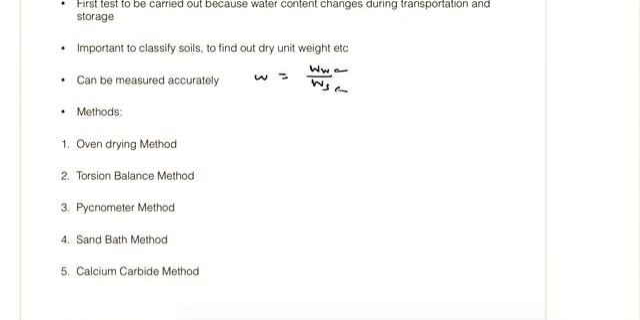There are some methods which we are going to cover. First is oven drying method, then torsion balance method, pycnometer method, sand bath method, and calcium carbide method. So let's see them one by one.